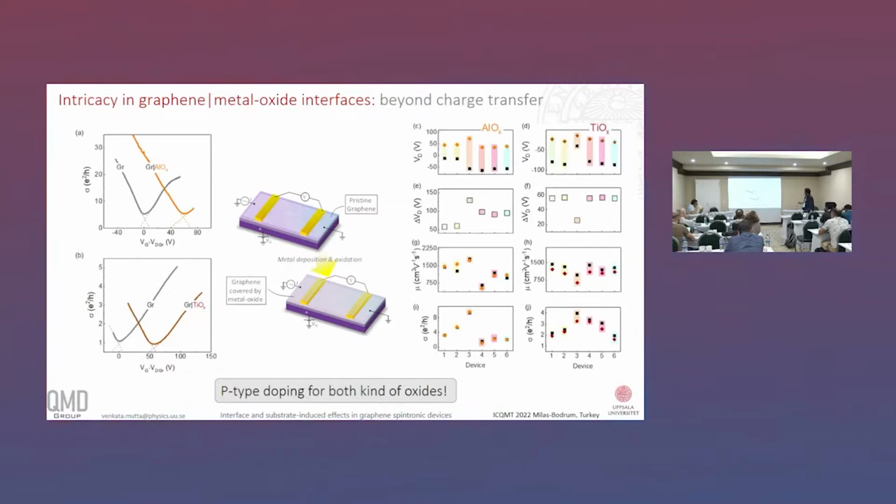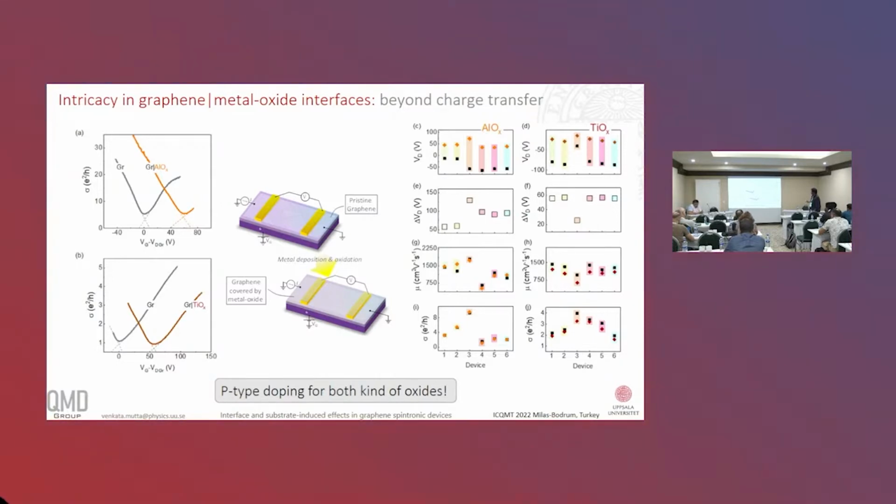What we observed is that the metal oxide shifts the Dirac point quite a lot. We used two kinds of oxides which are widely used in graphene spintronics: aluminum oxide and titanium dioxide. With titanium dioxide, usually high spin lifetimes beyond nanoseconds are detected. With aluminum oxide, there has always been a problem with pinholes, and spin lifetimes of 100 or 200 picoseconds have been reported, maximum values broadly. So for both these kinds of oxides, we saw that there is p-type doping.